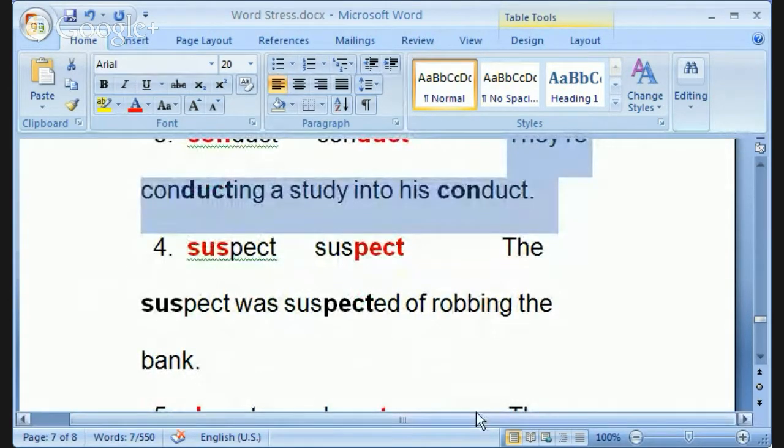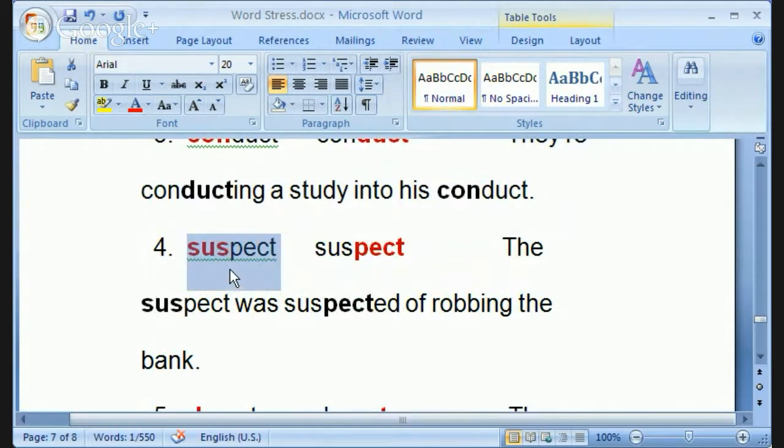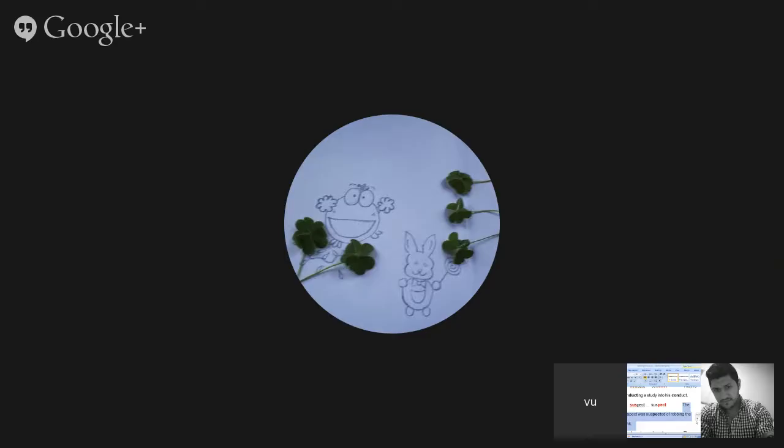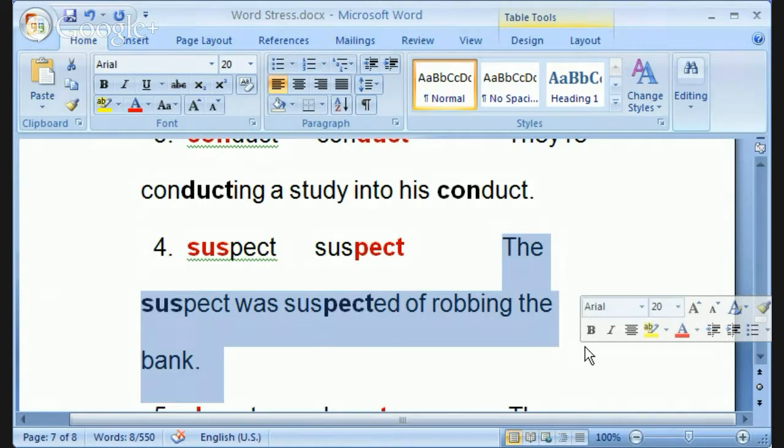Okay, let's try another. Vu. The noun is he's a suspect. And then the verb suspect. All right, give it a try here. The suspect was suspected of robbing the bank. Okay, very good. That was much better. The suspect was suspected of robbing the bank.